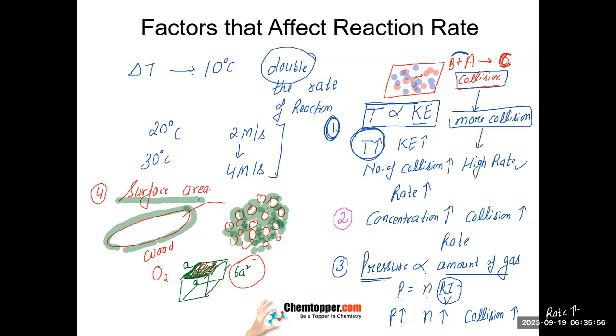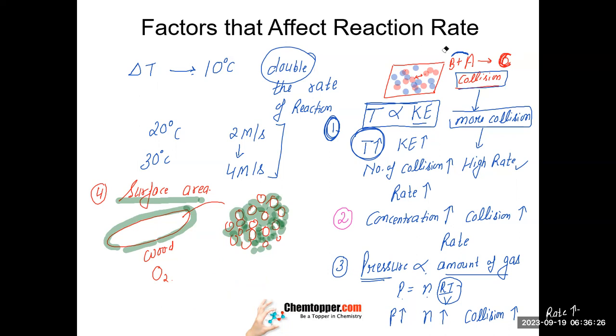So whenever we take a big piece and we divide it into fine powder, surface area increases. There is a mathematical proof for that. Is it okay, children? More surface area means more area of contact. More area of contact means faster rate of the reaction. We are clear about the factor 4.